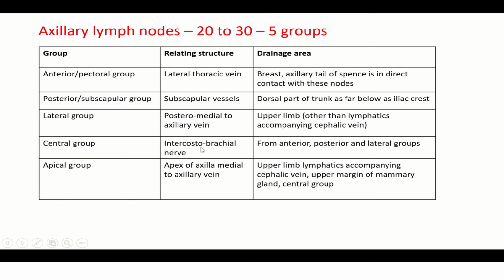It is located in relation to the intercostobrachial nerve. So if any of the central group lymph nodes is enlarged, there will be pain in the region supplied by the intercostobrachial nerve. Then it receives from the anterior, posterior, and lateral groups.